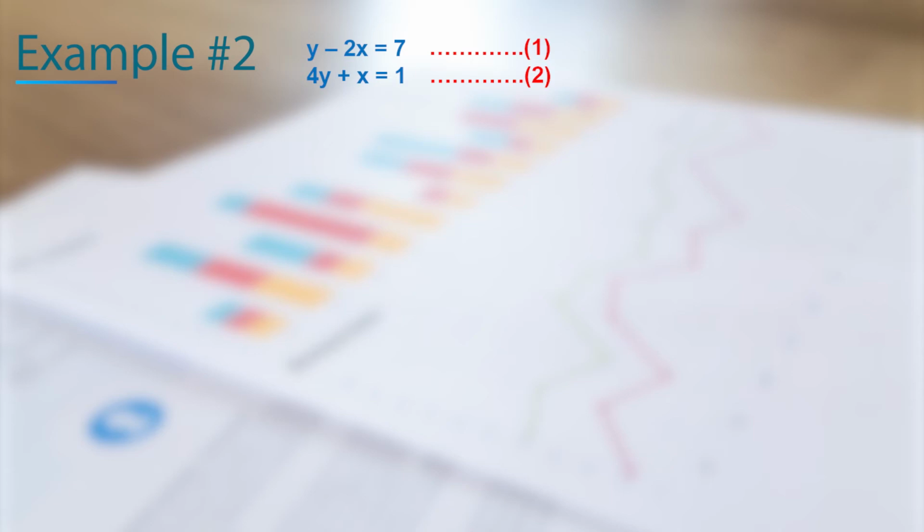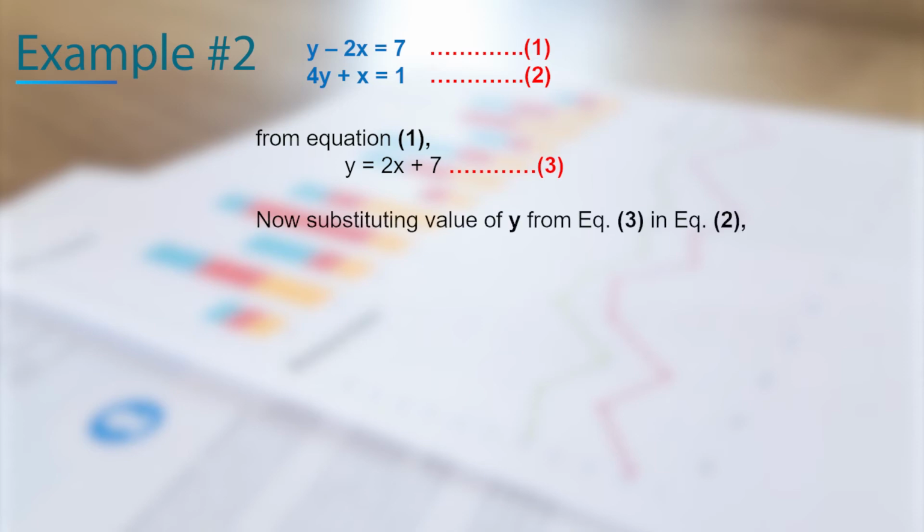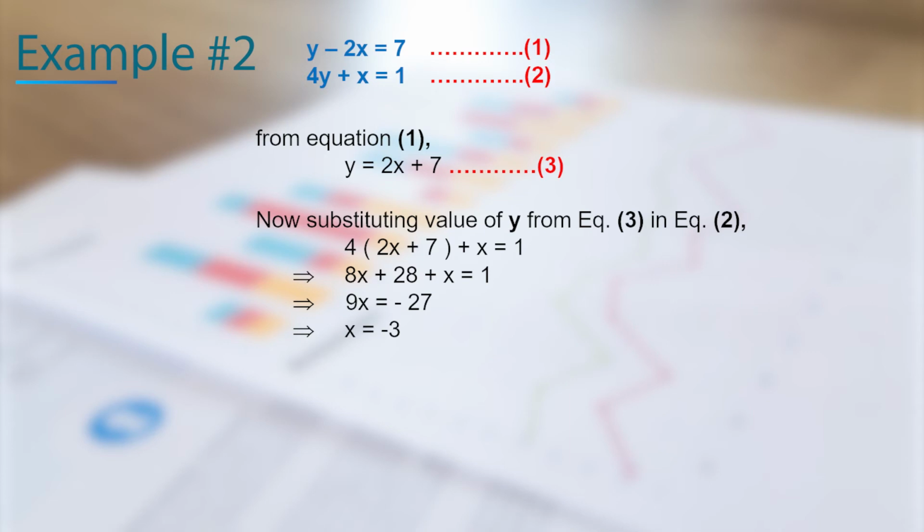We mark them equation number 1 and 2. Now from equation number 1 we get the value of y as 7 plus 2x. Mark it equation number 3. Now substituting this value in the given equation number 2, we have, in place of y, the value 2x plus 7, plus x is equal to 1. After solving this, we get the value of x as minus 3.